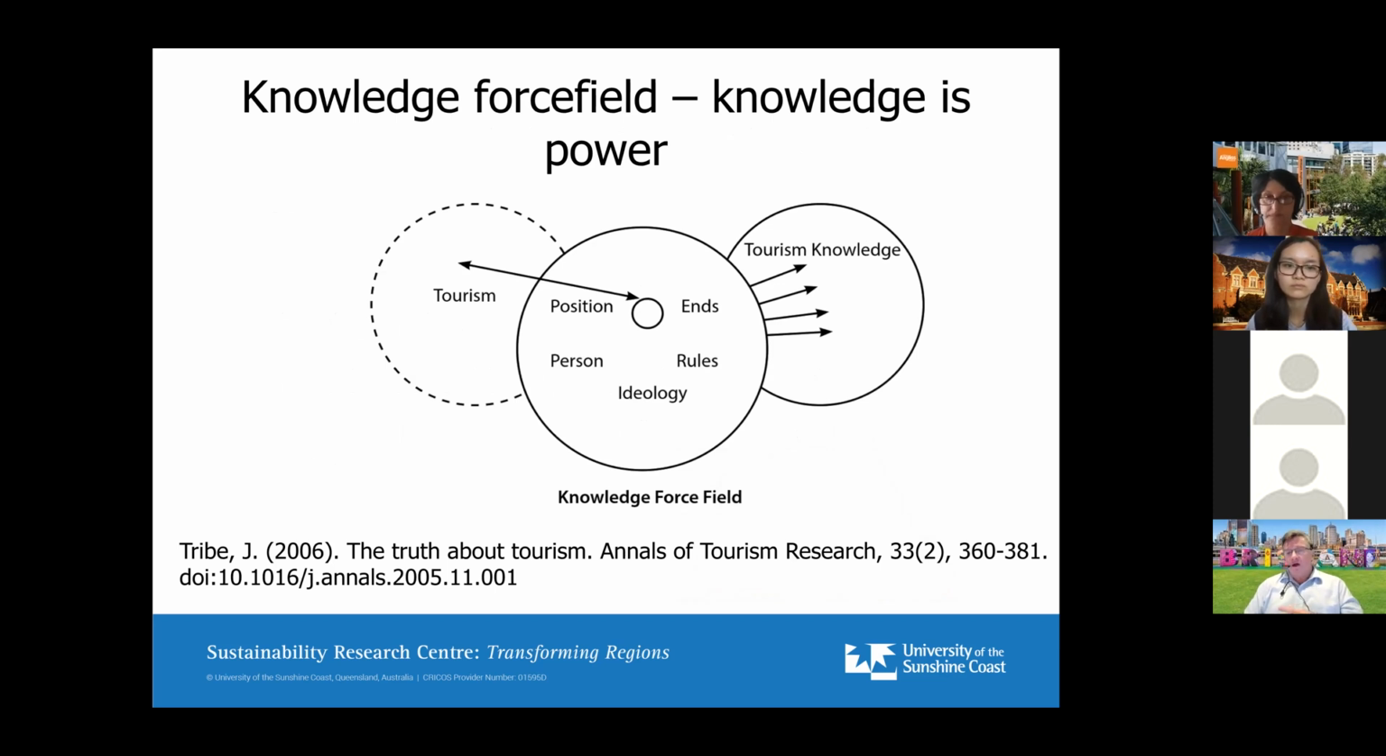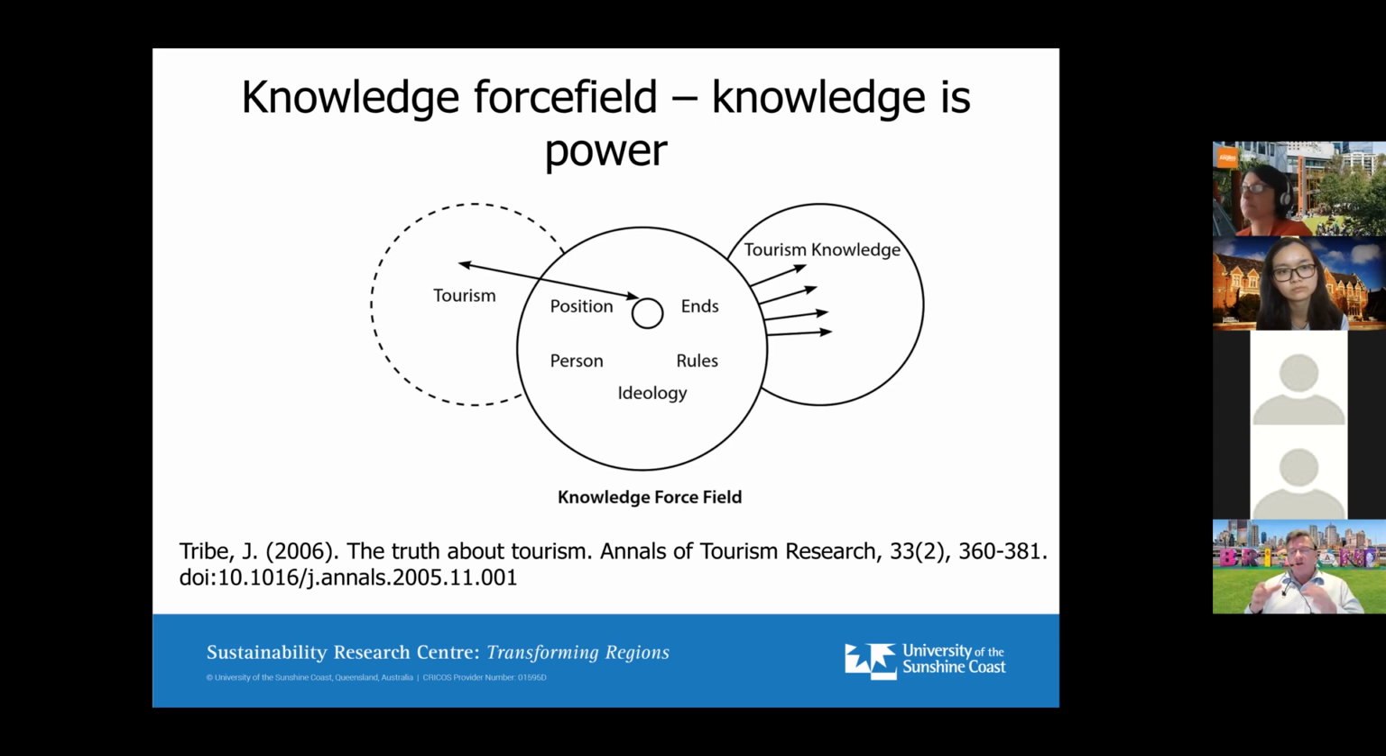There's another interesting thing about the application of knowledge. This comes from John Tribe's paper, The Truth About Tourism, where he says tourism as a phenomenon, the circle on the left-hand side, is studied by people with particular positions or ideology or rules or aims, and that determines what knowledge is produced.